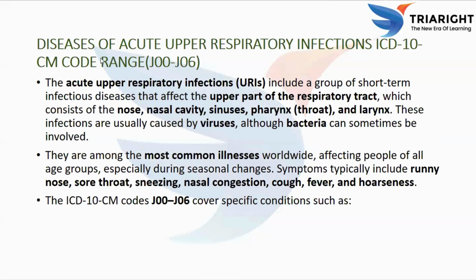Diseases of acute upper respiratory infections: this ICD-10-CM code range is J00 to J06. What do we mean by acute upper respiratory infection? These are short-term infections that affect the upper part of the respiratory system, the part above the lungs. The upper respiratory system includes the nose, nasal cavity, sinuses, throat, and voice box.